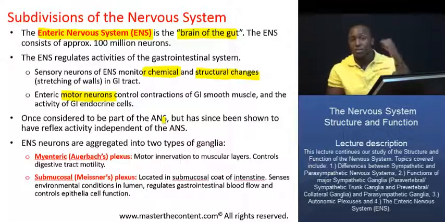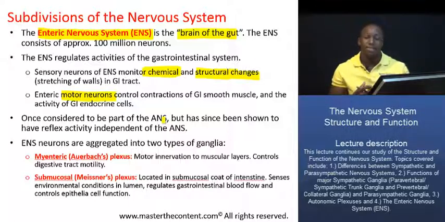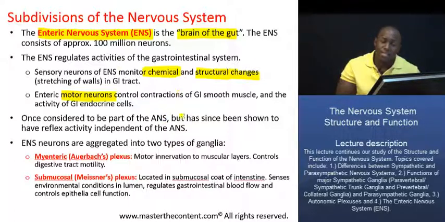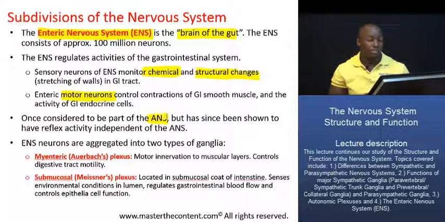So it monitors the chemical composition of the lumen of the gastrointestinal tract, and it also monitors structural changes in the walls, for instance, of the small and the large intestines, and in the stomach as well. Now, like I said, the enteric nervous system was previously considered to be part of the peripheral nervous system, more specifically the autonomic nervous system, but it has since been shown to have reflex activity that's independent or separate from the peripheral nervous system.